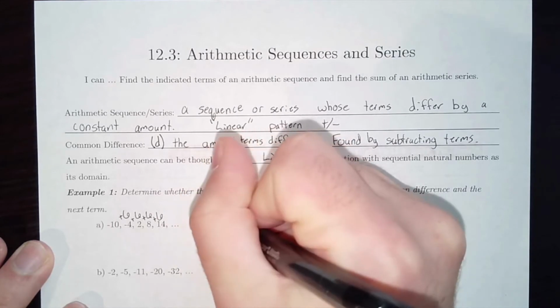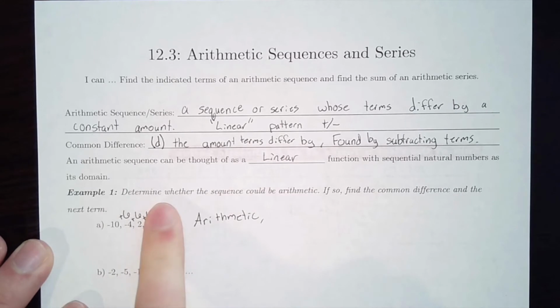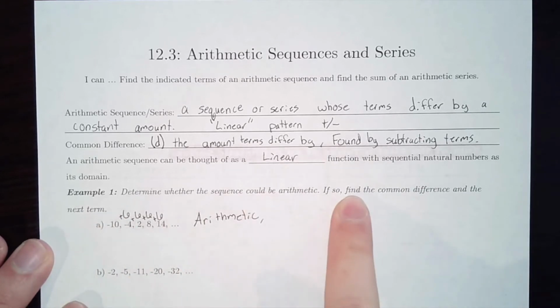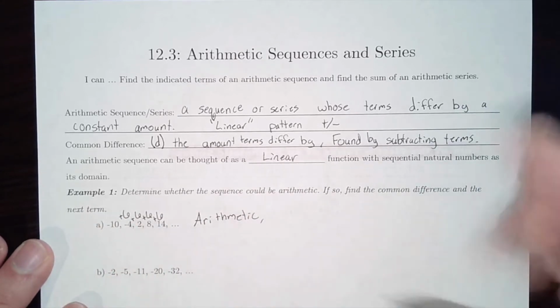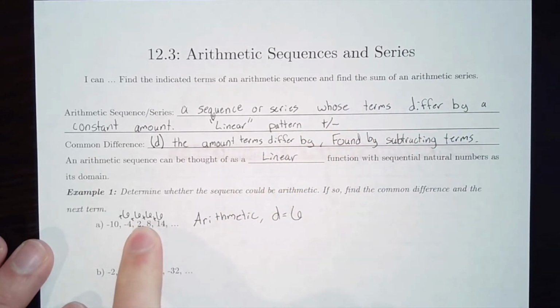So we are going to say that this is arithmetic. And if we look at our instructions here, our first part was determine if it's arithmetic, and if it is, we need to find the constant difference and the next term. Well, the constant or the common difference is what I already found here. So my d is going to equal the 6. That's what I'm changing by, that positive 6.